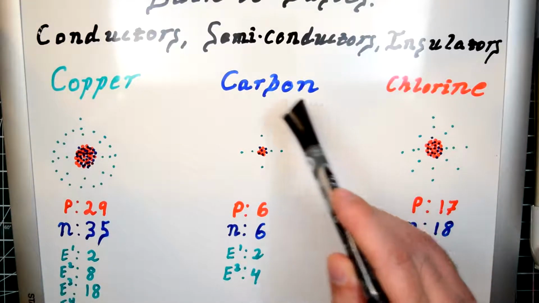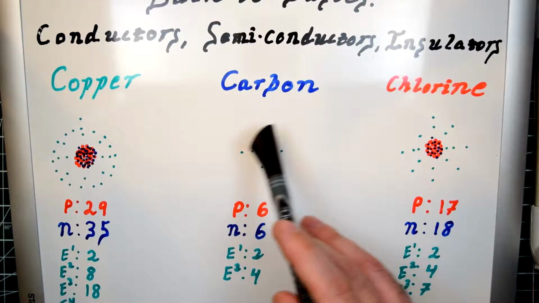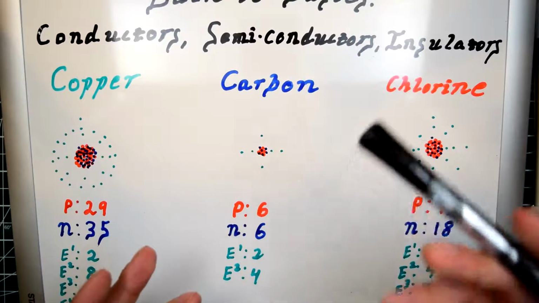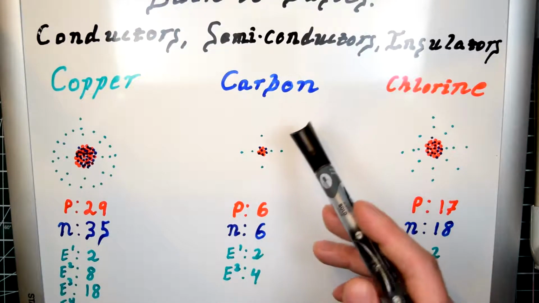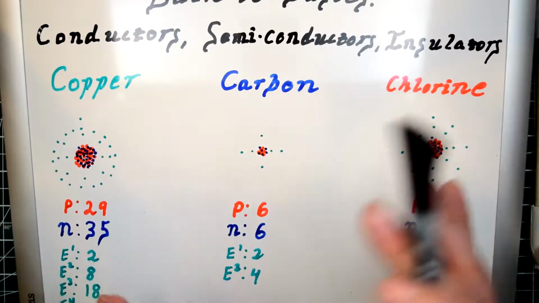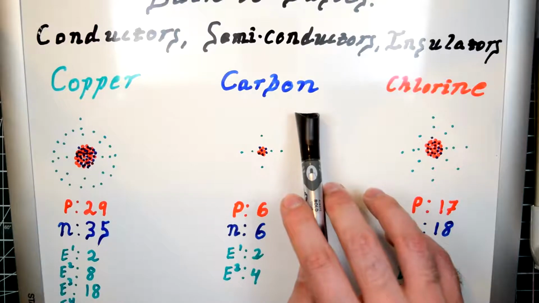Let's move down to carbon, which is classified as a semiconductor. Carbon is very commonly used in resistors, metal film or carbon resistors. Metal film resistors are different. I'll talk about those in another video. Anyway, carbon is a semiconductor.